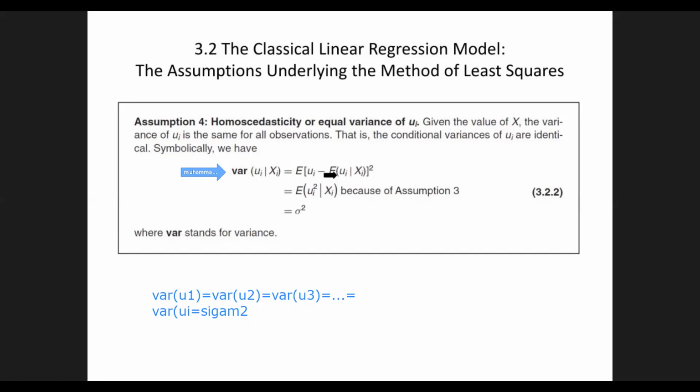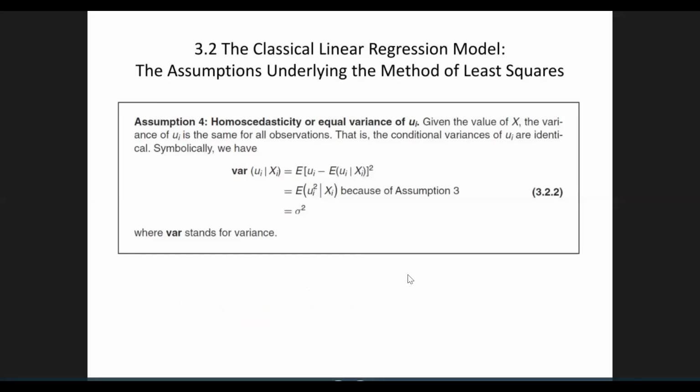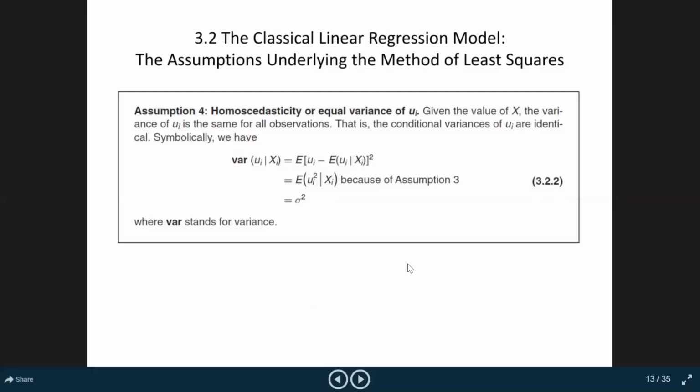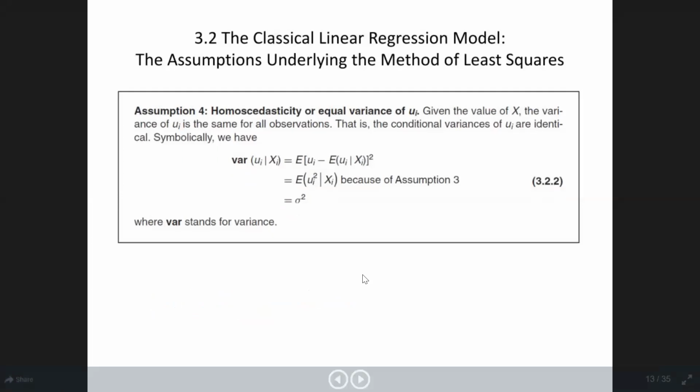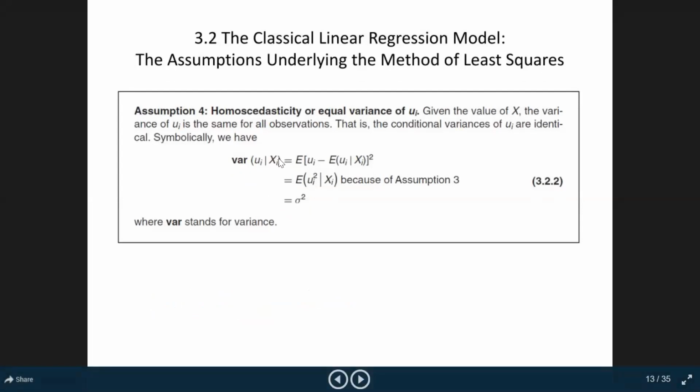And as we know that the mean of the Ui is 0, so we will put it 0, and we will get expected value of Ui square for the given value of xi, which is equal to sigma square. And technically, this is known as homoscedasticity. So the variance of the Ui will be homoscedastic. That is variance of Ui for the given value of xi is equal to sigma square.